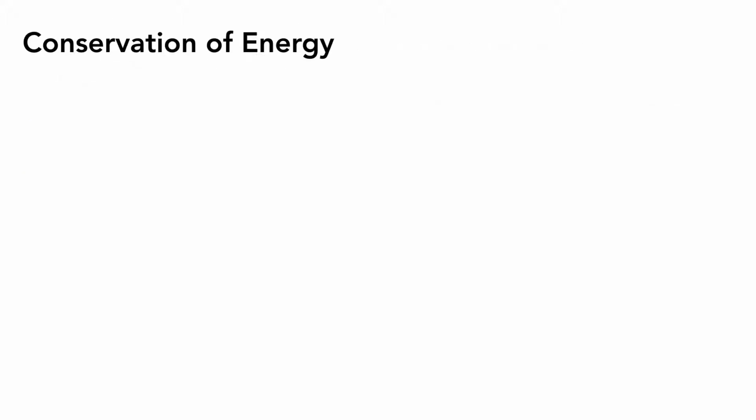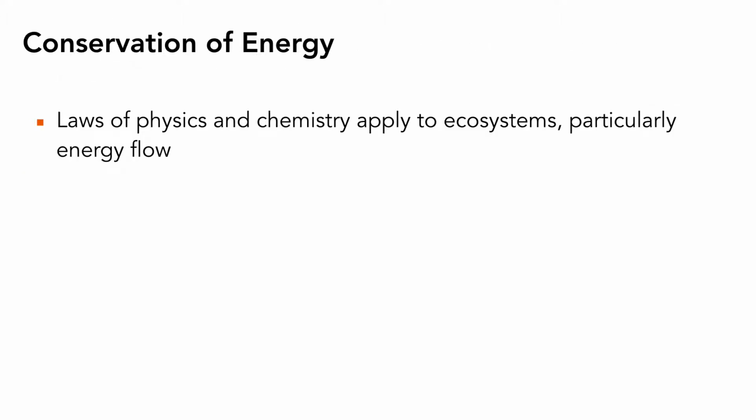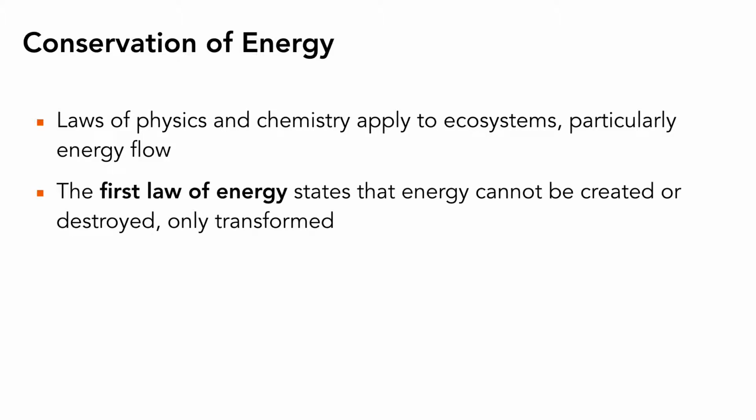So, an important physical law that applies here is the conservation of energy. There are laws of physics and chemistry that apply to ecosystems, and in particular, today we're going to think about energy flow. The first law of energy says that energy cannot be created or destroyed, only transformed. So, if we think about a plant, it's not creating energy.